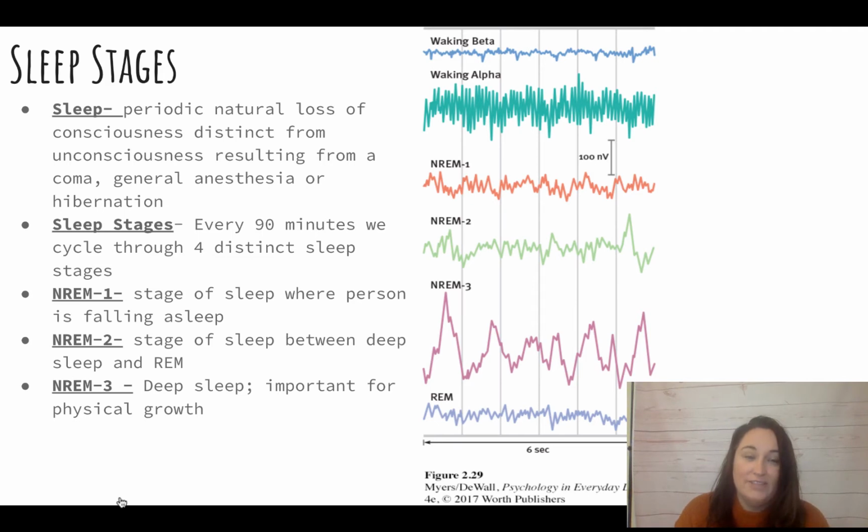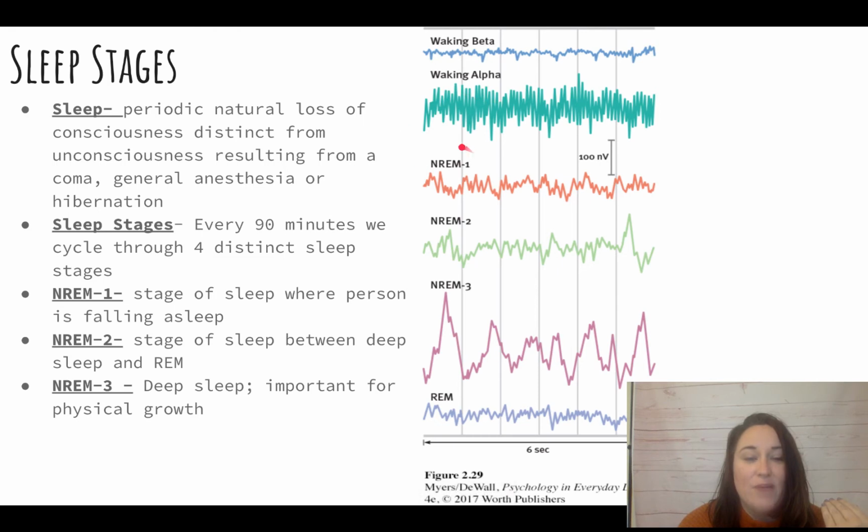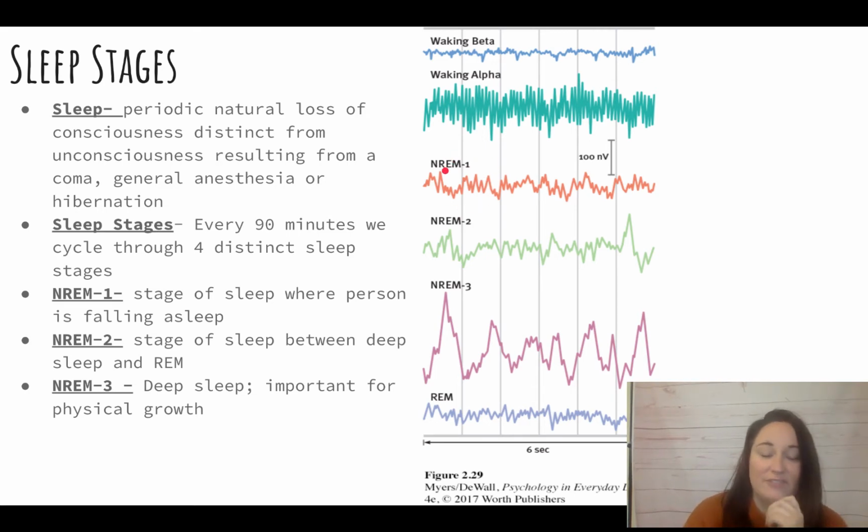Every 90 minutes, you go through a whole cycle, okay? So you start over here being awake, right? And then non-REM 1 is where you start to fall asleep, okay? You might realize at this point that you're falling asleep. If you're leaning on your desk falling asleep and you wake yourself up, you are not in a deep, restful sleep right here, okay?